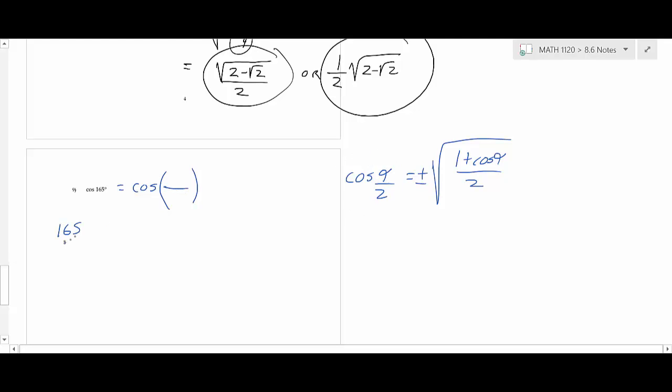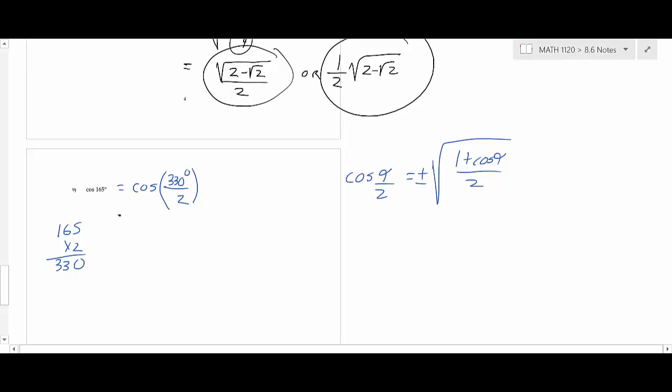So you want to double this angle, and I think that is 330 if you do that. So let's write that as 330 degrees over 2. And the thing is, 330 is on the unit circle, right? 165 is not a special angle, but 330 is. So by doing that, we can use this identity to get the precise answer, see?